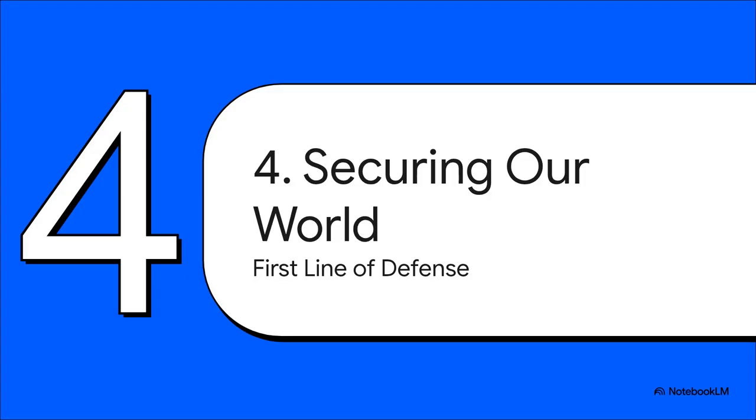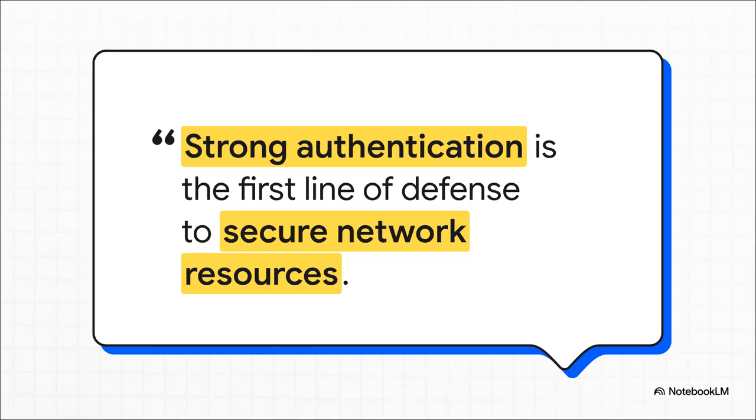Okay, now we get to what is, without a doubt, one of the most critical parts of the whole course, securing our digital world. Because it's one thing to build a network, but it's another thing entirely to defend it. This is where students learn to become that first line of defense. This quote from our curriculum really nails it. Strong authentication is the first line of defense. It all starts with making sure only the right people can get in.